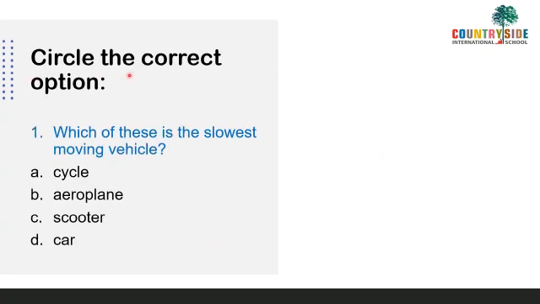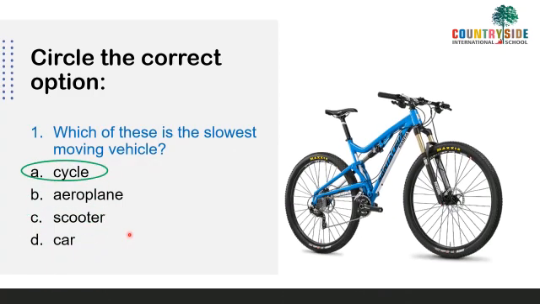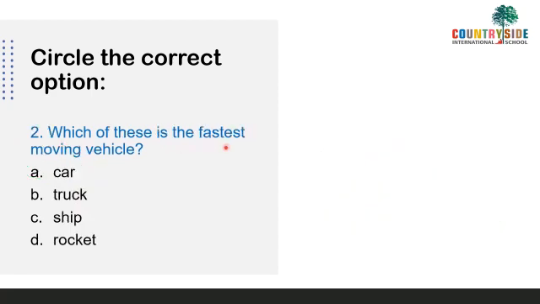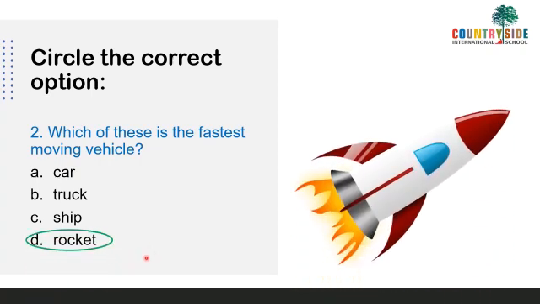Next exercise in your textbook is circle the correct option. Number 1, which of these is the slowest moving vehicle? Cycle, aeroplane, scooter, car. Which is the slowest moving? Yes, it's a cycle. Which of these is the fastest moving vehicle? Now you have to find out the fastest one. Car, truck, ship or rocket? Rocket.